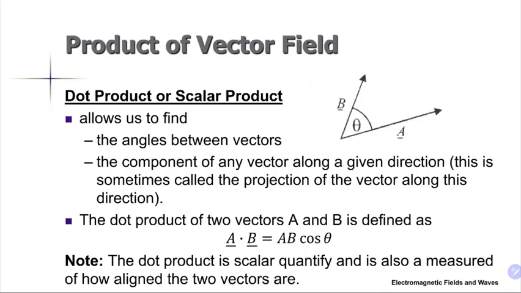If A and B are orthogonal, meaning they are 90 degrees apart, what is cosine theta? It is 0, which means these two vectors are not aligned at all. So the dot product equals 0, which means they are orthogonal to each other. They are 90 degrees between them. So in a way, this measures how aligned the two vectors are.